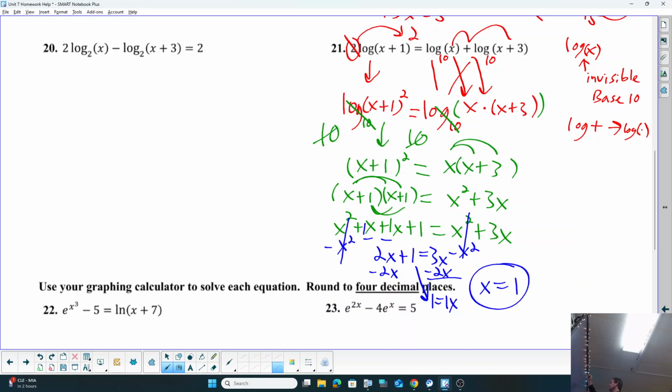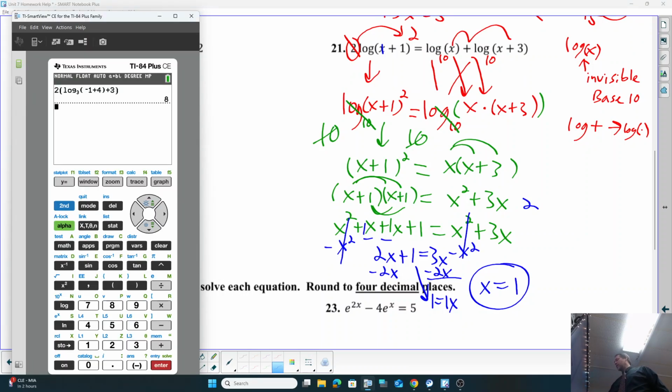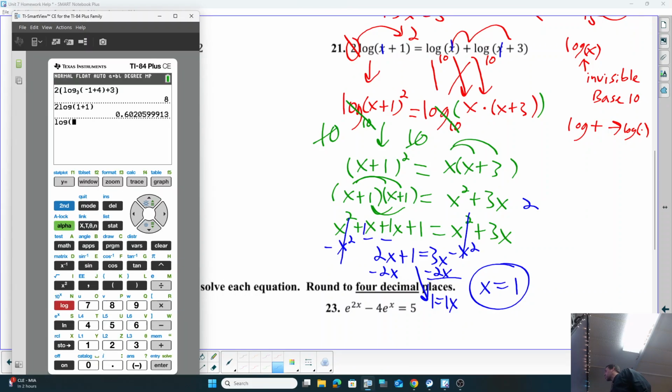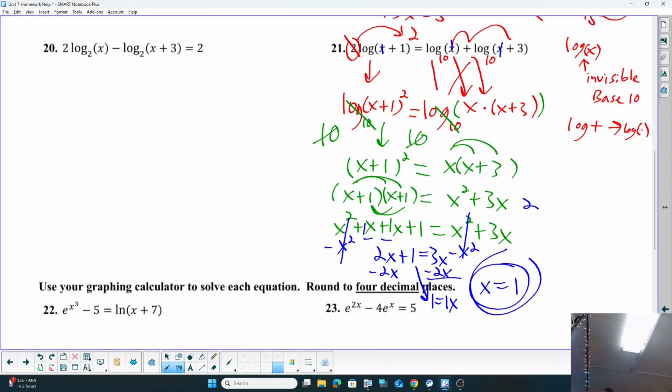So if we plug a 1 in there, that's 1 plus 1 is 2. So we get 2 log of 1 plus 1, which is 2, and then equals that number. On the right side, where x equals 1, we get log base 10 of 1 plus log base 10 of 1 plus 3. And we should get the same answer. We do! So it works. That is our answer.